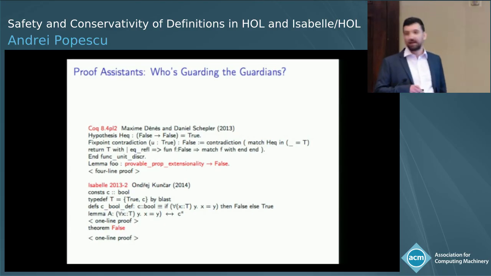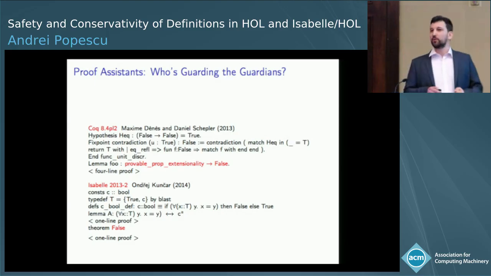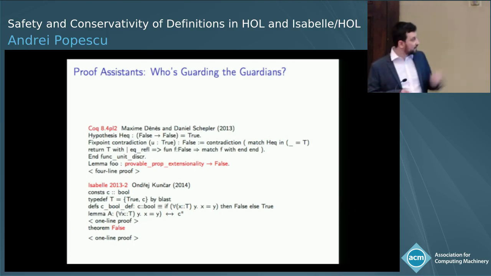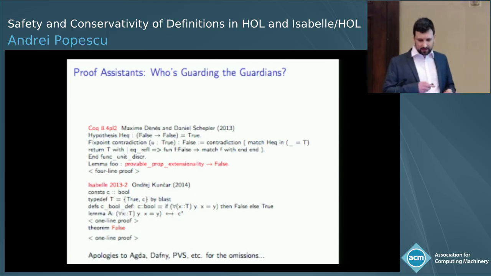And one year later, there was a problem with circularity through a type definition in Isabelle that allowed an unconditional proof of false. I will not have time to argue about this, but these are conceptual flaws. They are not just implementation bugs. So they are about designing the definitional mechanisms.